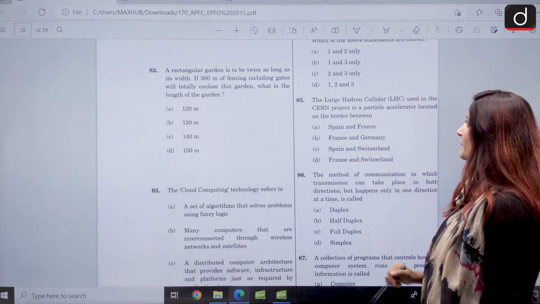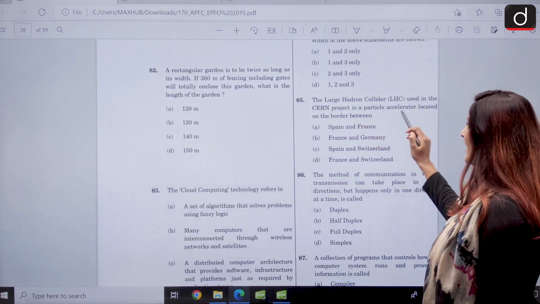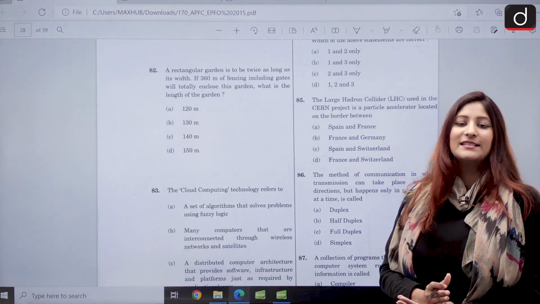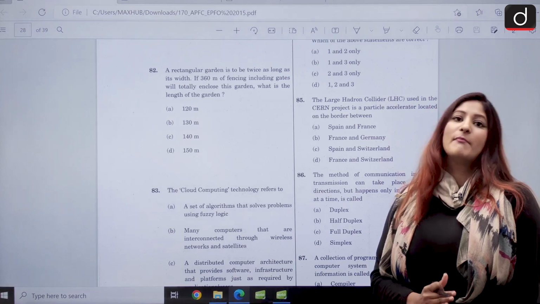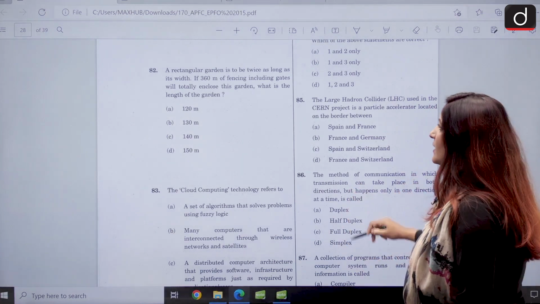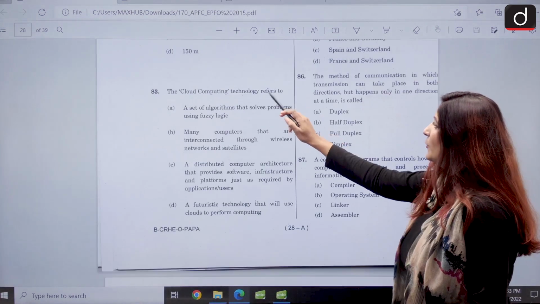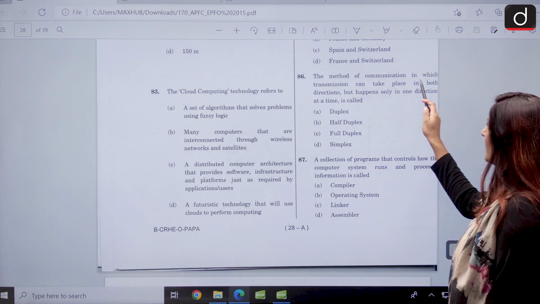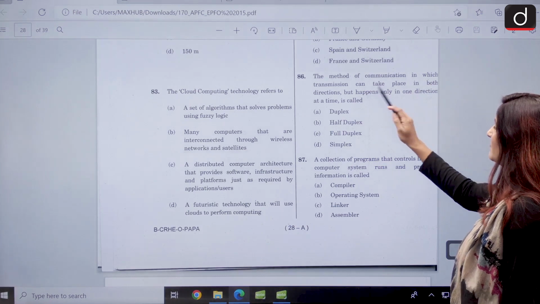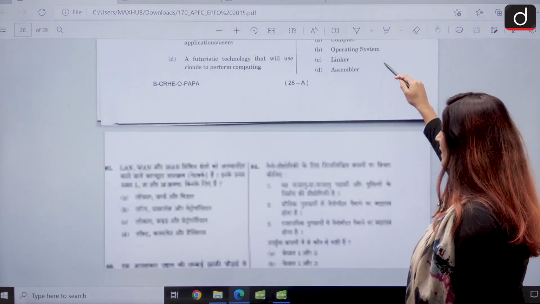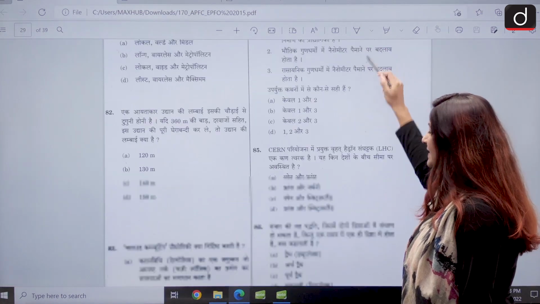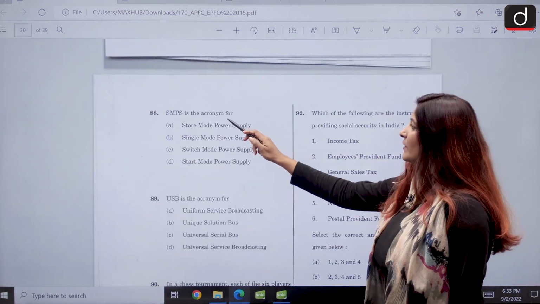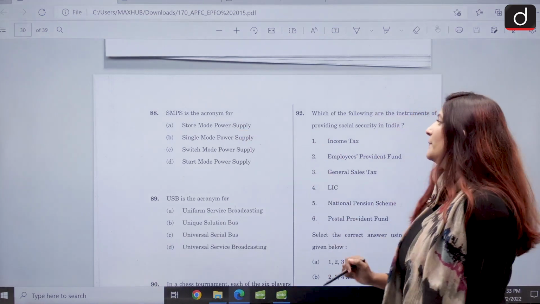Large Hadron Collider used in CERN project is a particle accelerator located on the border between. This is, of course, science and technology, current affairs and mapping as well. So 3 things. Then we have maths again. Cloud computing technology refers to what? Science and technology. Method of communication in which transmission can take place in both directions? Science and technology. Again, science and technology plus general computer knowledge. Computer knowledge is also important. SMPS is the acronym for, general computer knowledge.